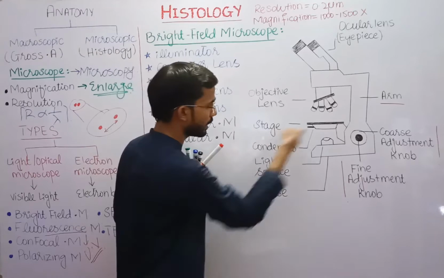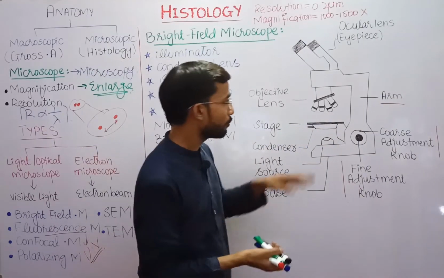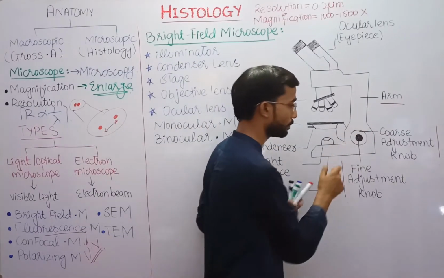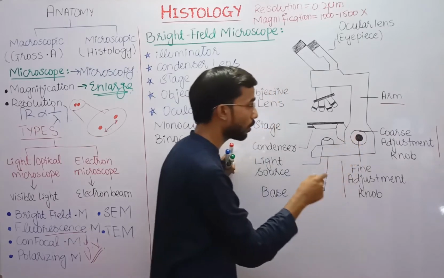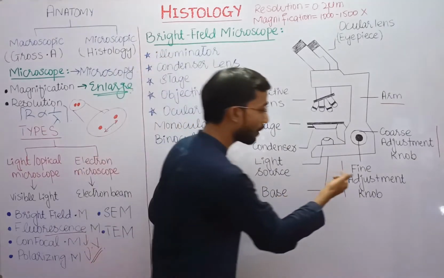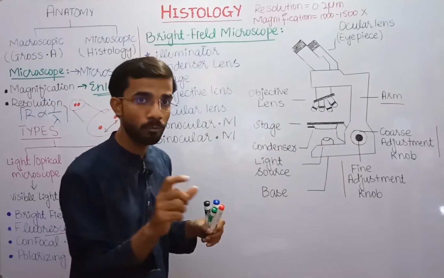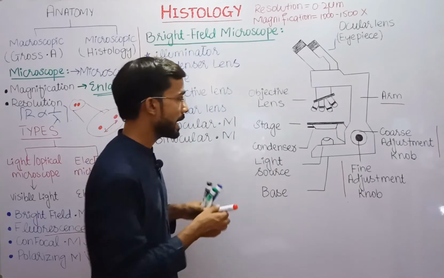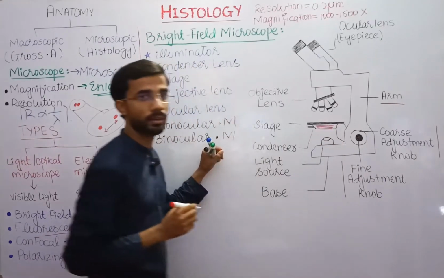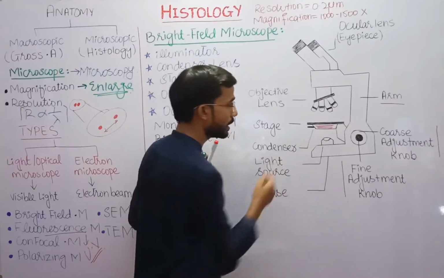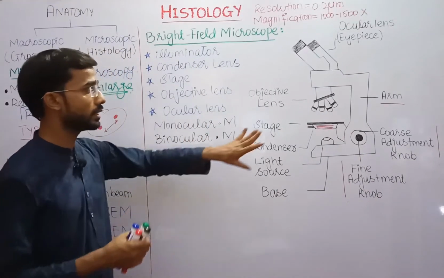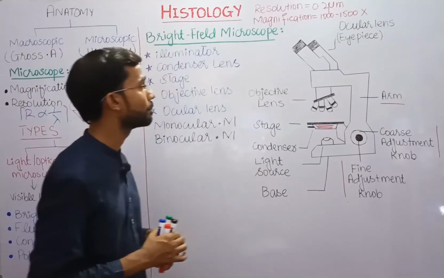What is the purpose of it? Like here, this is a stage. For the adjustment of the stage, the motion of the stage, we use this knob. Outer is used for coarse adjustment for large movement of the stage, and the fine adjustment knob is used for small movement of the stage. Here is a condenser. This is shown by the red color. This is the light source and this is the base. These are the components of the microscope.